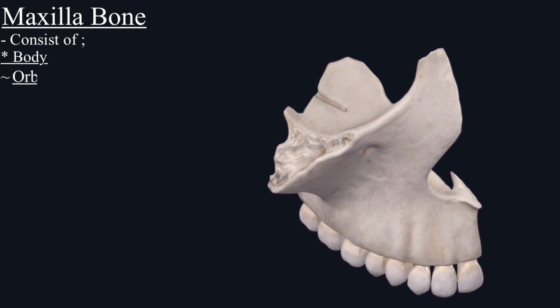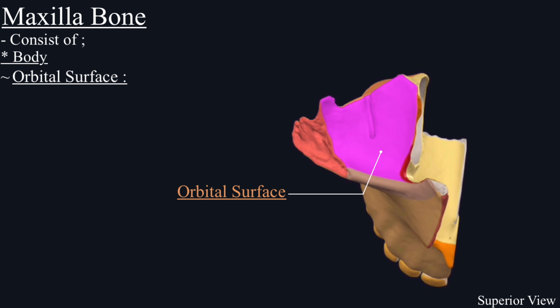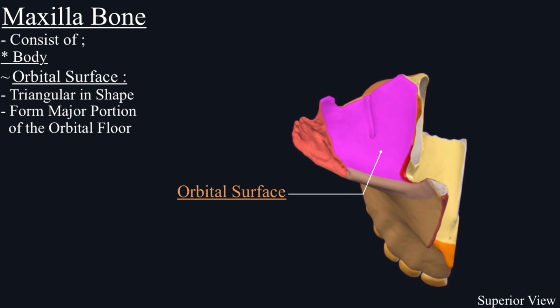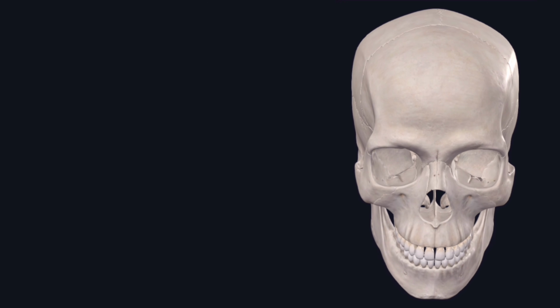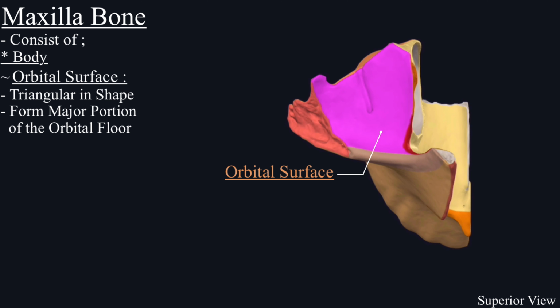Next is the orbital surface. The orbital surface is triangular in shape and it forms a major portion of the orbit floor. In the complete skull model, this whole is the orbit floor and the orbital surface of the maxilla bone forms a major portion of the orbit floor. The orbital surface is limited anteriorly by the infraorbital margin.